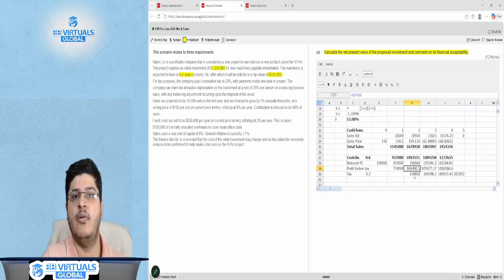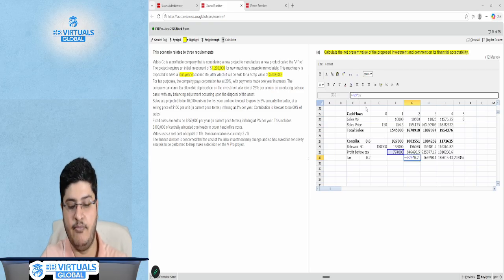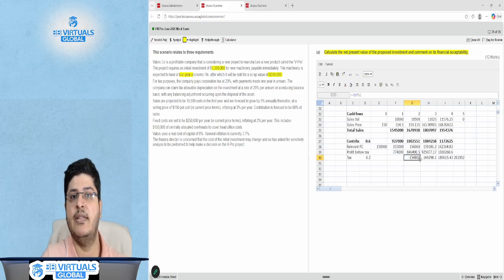Okay, now tax, the same thing. I can simply drag again. Anyways, I've done it, but if you want, this is the other way, you can drag it. Okay, clear? Now tax has to be a negative number actually, so let me put a minus. Tax has to be a negative cash outflow, correct? Tax is a negative cash outflow.